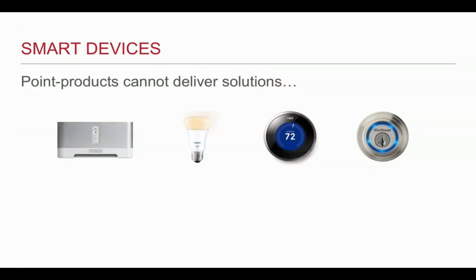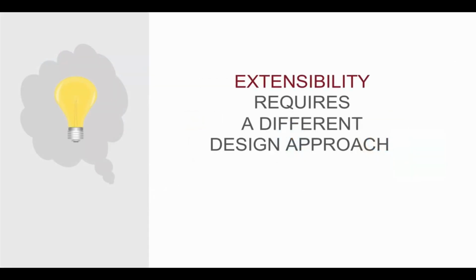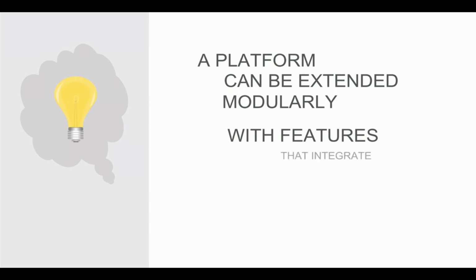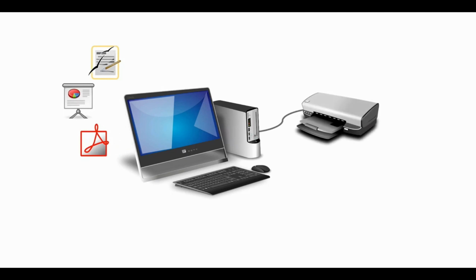There's a reason that point products cannot deliver solutions that interoperate as a complete, unified system. Point products are not designed to be extensible. The kind of extensibility that is possible with Control4 requires a different design approach, a platform approach. The idea of a platform is that it can be extended modularly with features or capabilities that integrate with each other through the platform. Take a computer as an example. You extend a computer's capabilities by installing applications and by adding hardware such as printers. The printer ends up a capability that becomes available to every application you install because both the applications and the printer are plugged into the same platform, the computer.